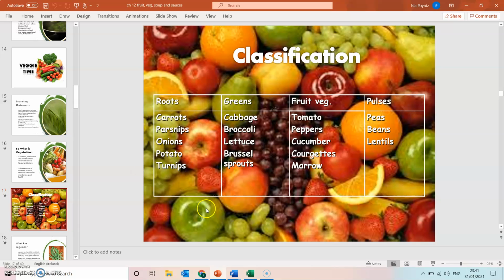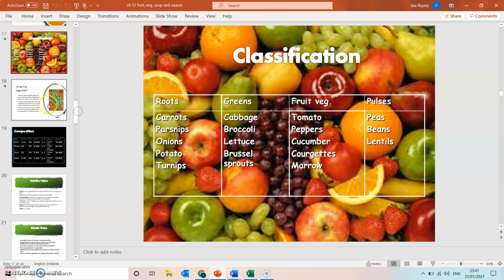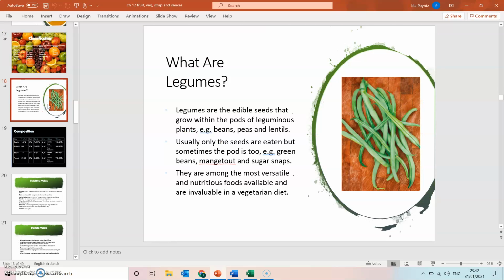Okay, and don't forget this category of pulses, your beans, includes your soya bean, which is high biological value protein. Everything else is low biological value. Okay, so know some examples of each of those. Now, what are legumes? They are the edible seeds that grow within the pods of a leguminous plant. So they're your peas, beans, and lentils. Okay, usually only the seeds are eaten, but sometimes the pod is too.